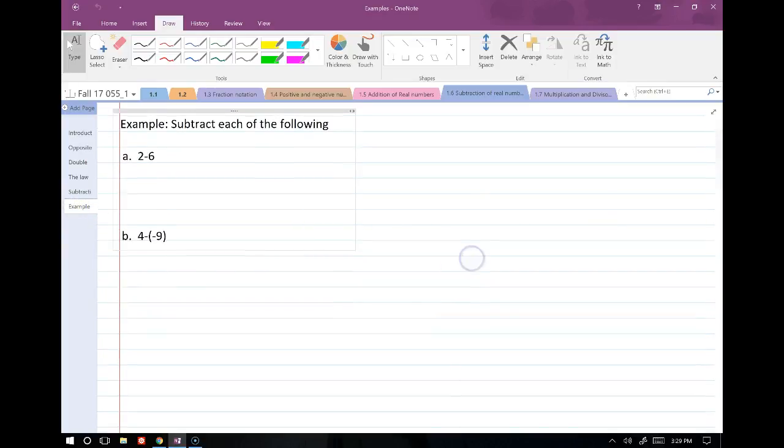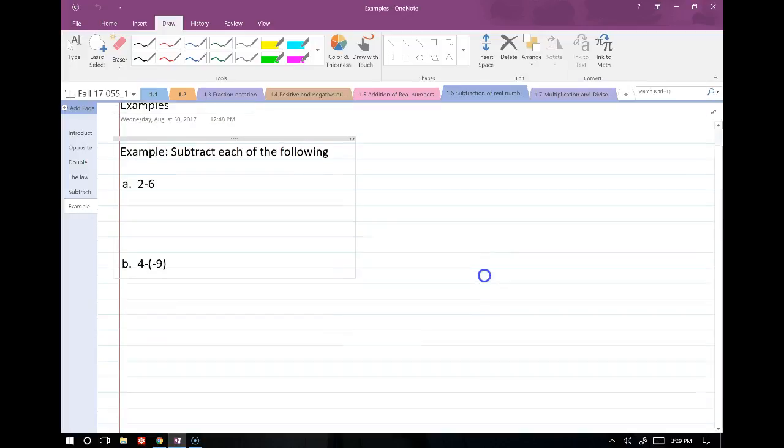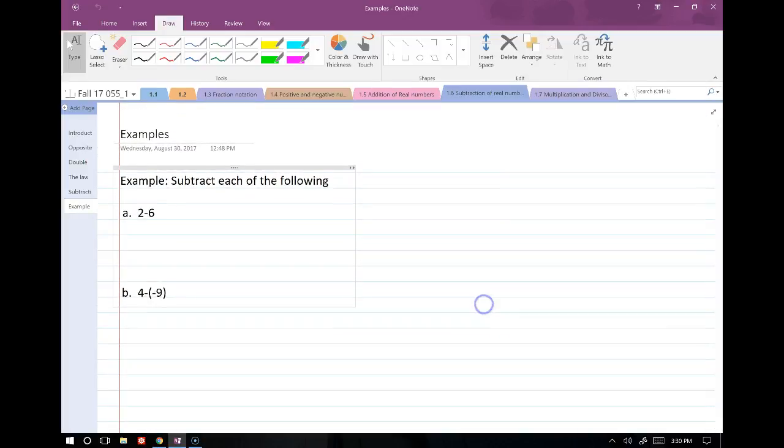Okay, so subtract each of the following. What is 2 minus 6? Negative 4. What is 4 minus a minus 9? So what's a double negative? Positive. 4 plus 9 is what this is, and that is 13. All right.